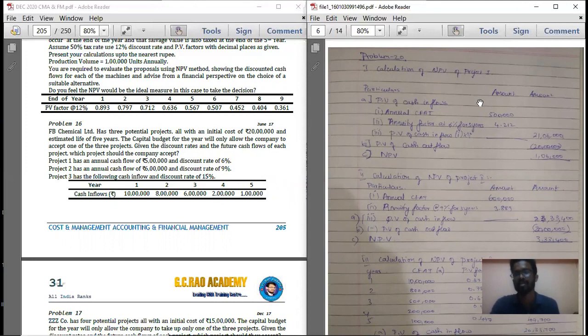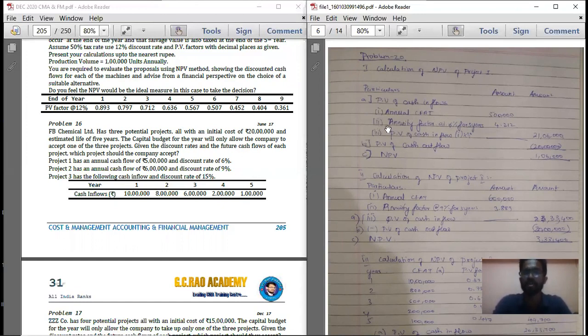So below that, particulars, amount, and amount. Below that, small a, present value of cash inflow. Below that, small Roman number 1, annual CFAT. They have given annual CFAT, cash inflow after taxes, of 5 lakh rupees. So in the inner amount column, record 5 lakhs.